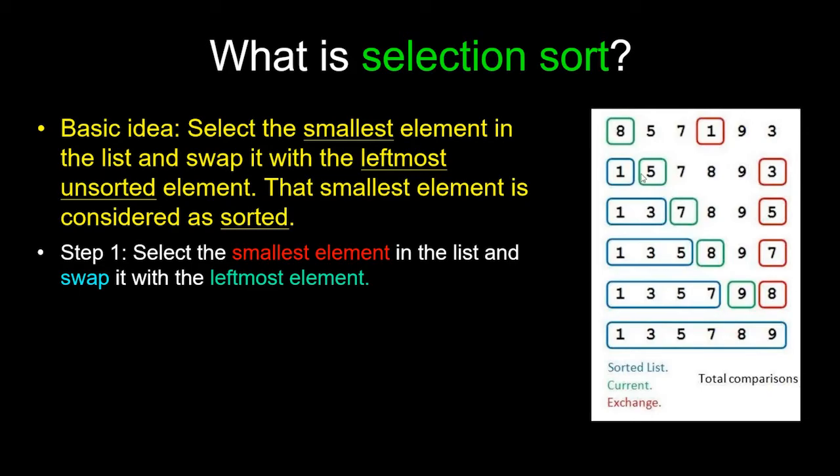Then I do the same. Now the leftmost unsorted element is 5. I go down the list and look for the smallest element, which is 3. 3 will swap with 5, and now 1 and 3 are considered sorted.